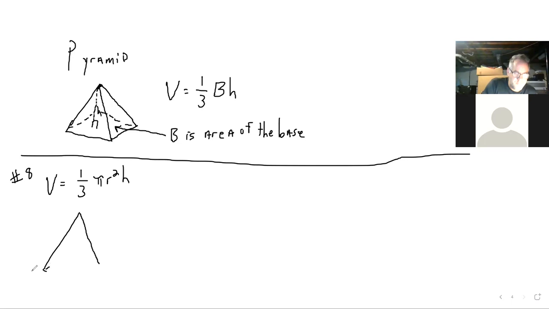Let me try to draw a cone here, with the height at a right angle. Okay. So the cone has a height of 3 feet and a base radius, from here to here, of 1/5 of a foot. This is 3 feet here.